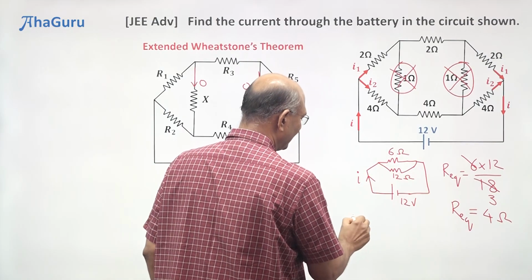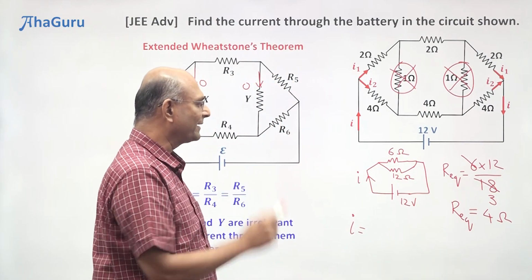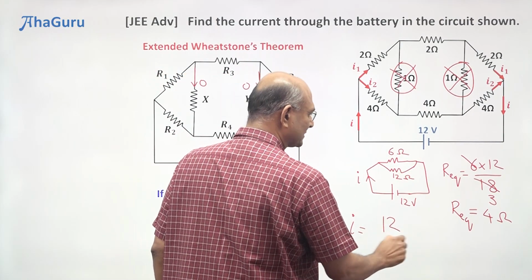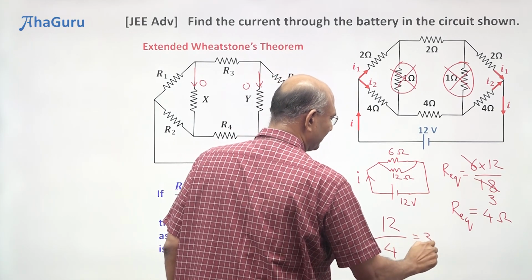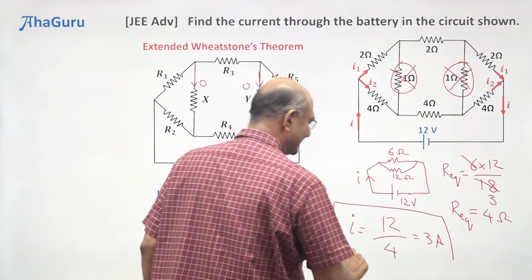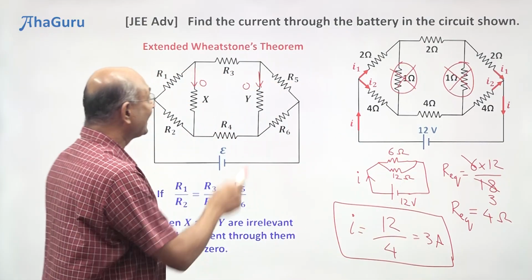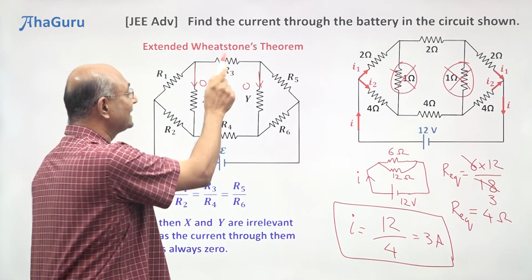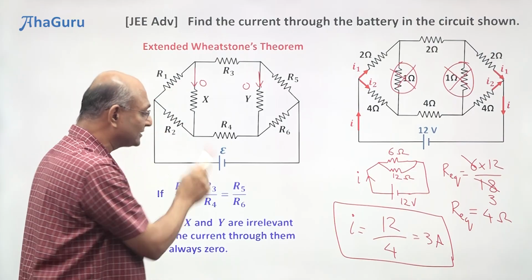So what is I? I is the potential drop divided by the resistance. So 12 volts by 4 ohms, which is 3 amperes. Finished. Nice and simple, right? So actually this can be solved very nicely by using the extended Wheatstone's theorem.